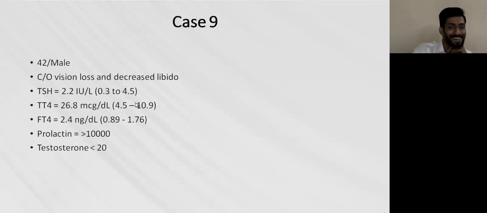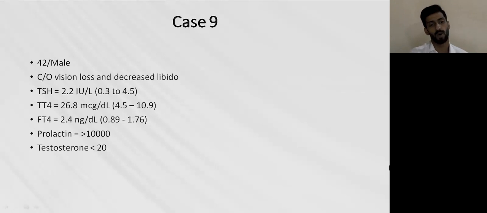42, male. Vision loss and decreased libido. TSH is normal, 2.2. But FT4 is 2.4, elevated. So this is that entity that I told you about before: elevated T3, T4 with normal or detectable TSH levels. That's that box on the top right corner.